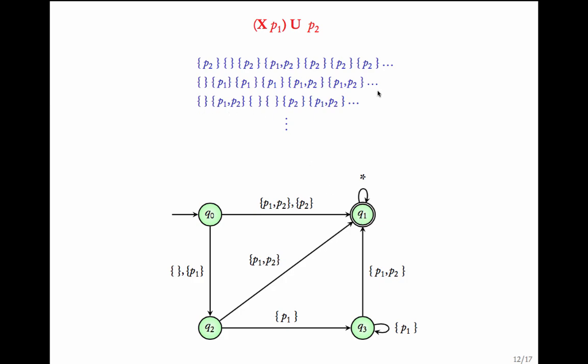Let us look at this word. This word has the empty letter followed by P1 P2, then it takes this transition and then it goes here. Now look at this word: empty letter, P1, keep reading P1s and then P1 P2, and then you read whatever you want. Note that if here I replace this letter by just P2 instead of P1 P2, then that word does not belong to this LTL formula, because in this position X of P1 will not be true.